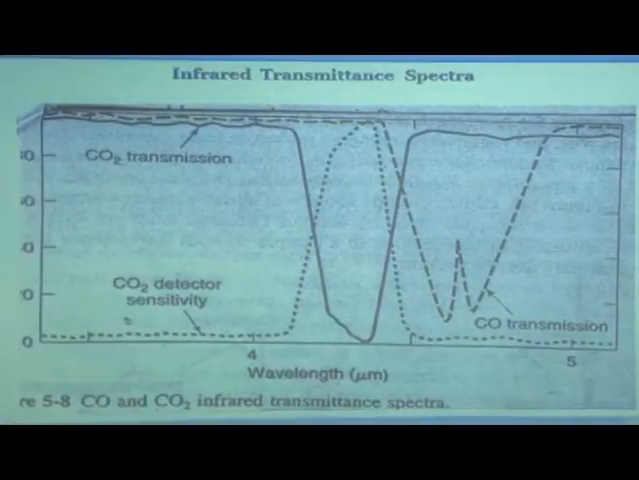So, here you see this particular wavelength shows the absorption here, and this is the wavelength between say 3.5 to 5 micron. This is the peak for CO transmission. This is the CO2 transmission. So, you can see that these two peaks are almost exclusively separated. Okay. So, CO2 transmission, most of the CO2 is absorbed at 4.3, 4.4.